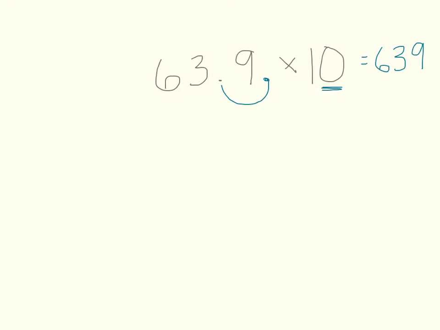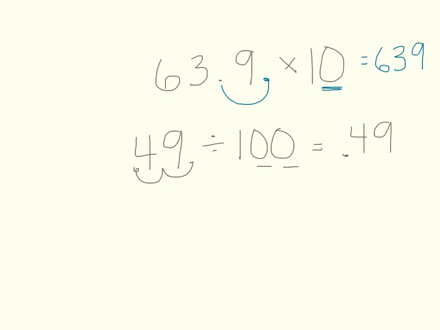Next problem is going to be a division problem. 49 divided by 100. Good. Hopefully you remembered to put that imaginary decimal right here after your whole number. And you're going to be swooping to the left 2 times to get the answer, 49 hundredths.